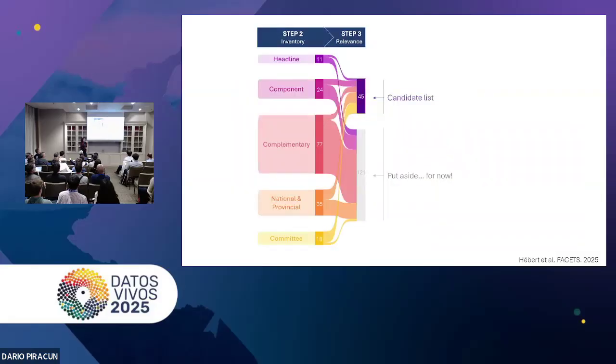Very, very useful as a way to cut the fat right away. So about 120 indicators right off the bat were put to the side. There's about 45 that had some relevance.